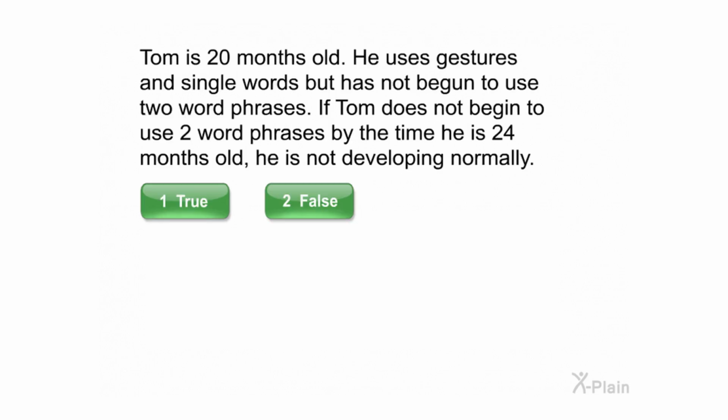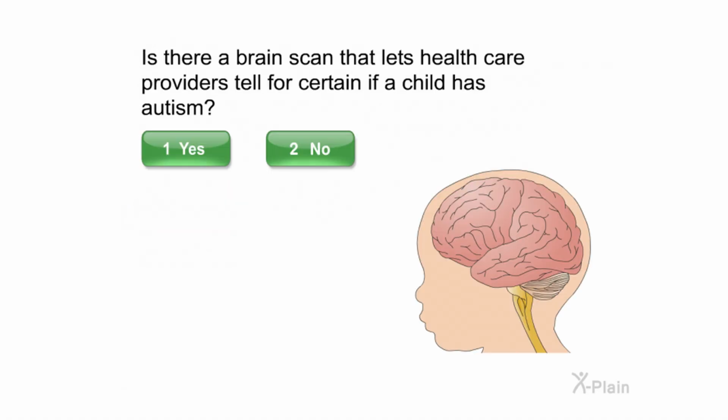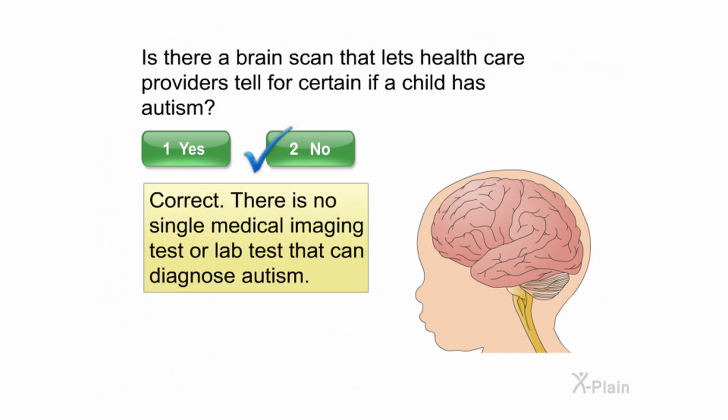Tom is 20 months old. He uses gestures and single words, but has not begun to use 2-word phrases. If Tom does not begin to use 2-word phrases by the time he is 24 months old, he is not developing normally. Select true or false. Correct. Is there a brain scan that lets healthcare providers tell for certain if a child has autism? Select yes or no. Correct. There is no single medical imaging test or lab test that can diagnose autism.